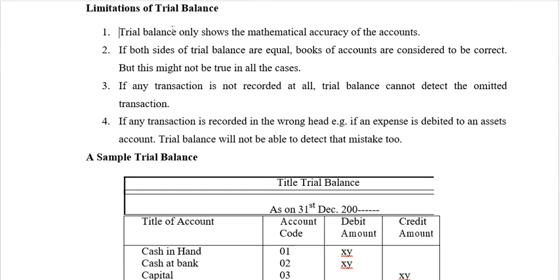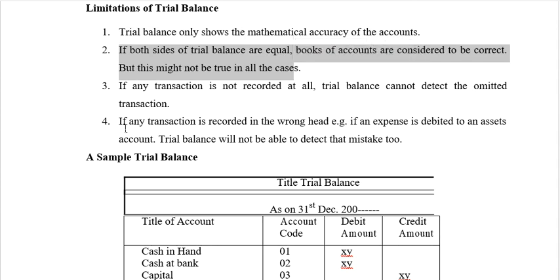If we talk about the limitations of a trial balance, it only shows the mathematical accuracy of our accounts. If both sides of the trial balance are equal, the books of account are considered to be correct, but this might not be true in all cases.